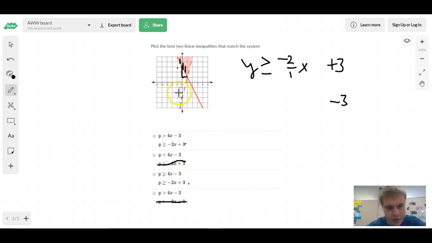Let's look at the slope for this one. The slope looks like it goes up 1, 2, 3, 4 over 1. So it'd be 4 over 1 x. And this one, since it's dotted, has no equal to underneath it. And it looks like this one also shades above because it goes up. So that'd be y is greater than. Since that means it's strictly greater than, A would be my right choice for this problem.